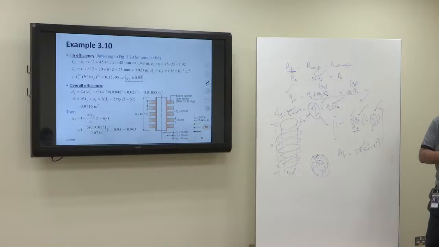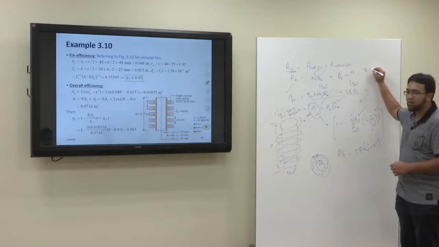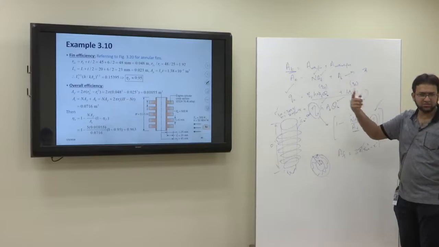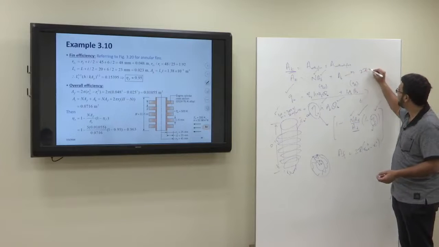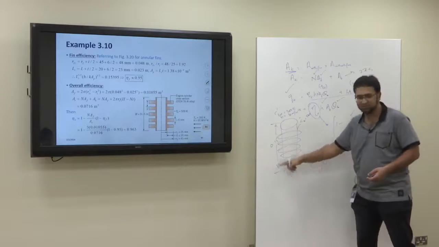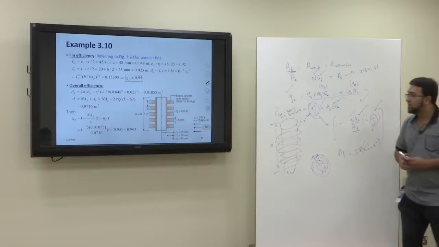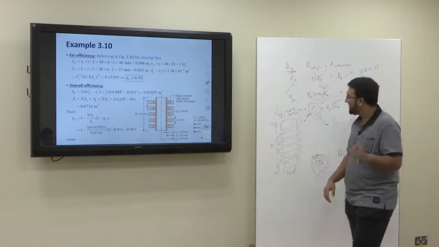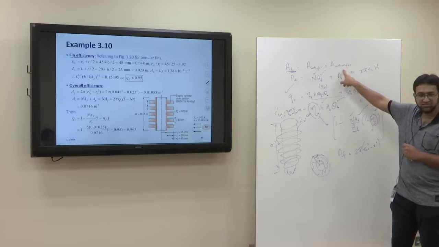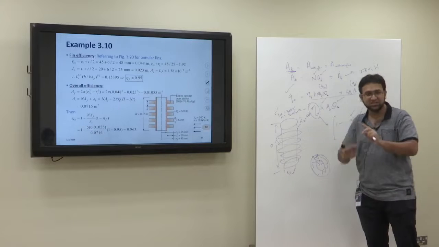Pi D L. Surface area of the cylinder is pi D L. Since it's all written in terms of the radius, I will say 2 pi r, which r? R1, and L is the height here, h. But there is one thing you should remember: that is without fins. Once you consider 2 pi r1 h, you have considered the complete area, with the fins as well.